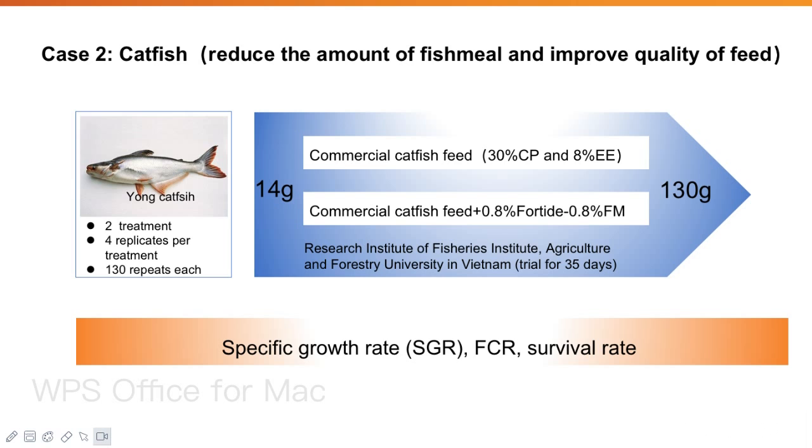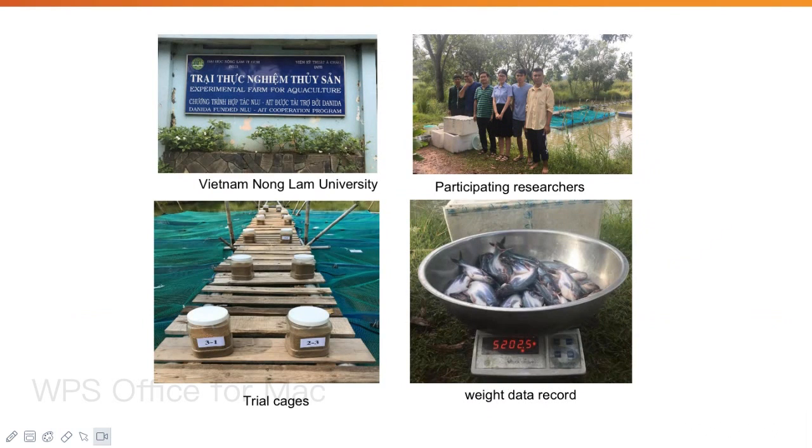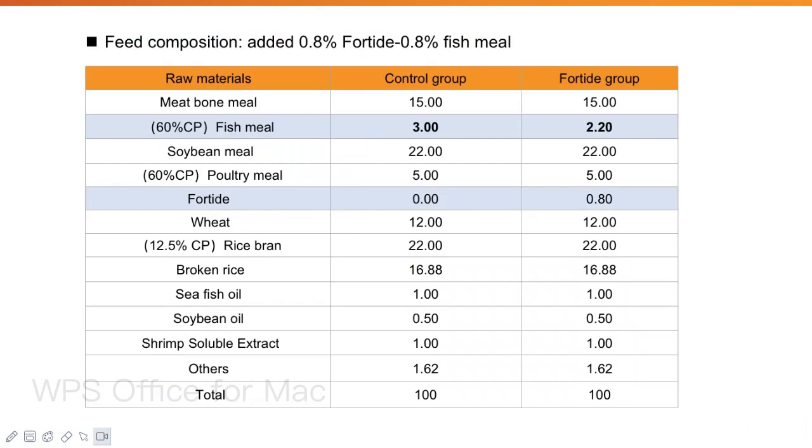The inspection indicators are SGR, FCR, and survival rate. And this is the personnel involved in the experiments, and the experiment cage, with the weight data recorded. You can take a quick look at the composition of the feed in this experiment.